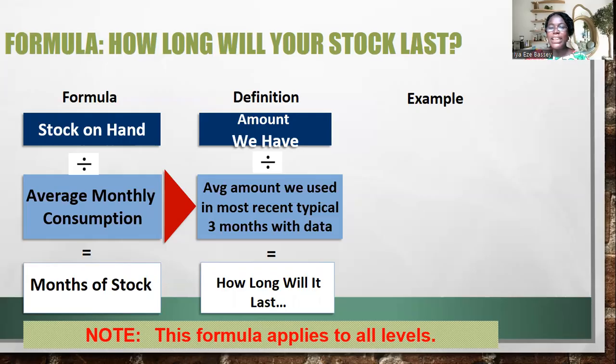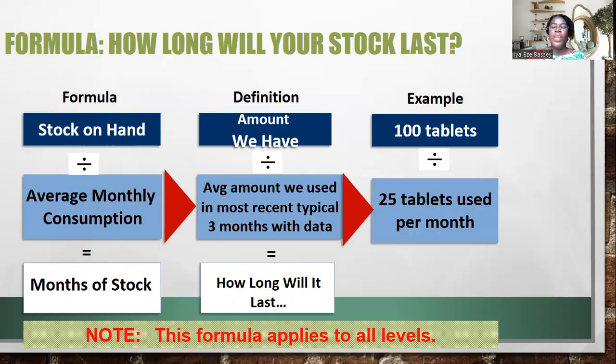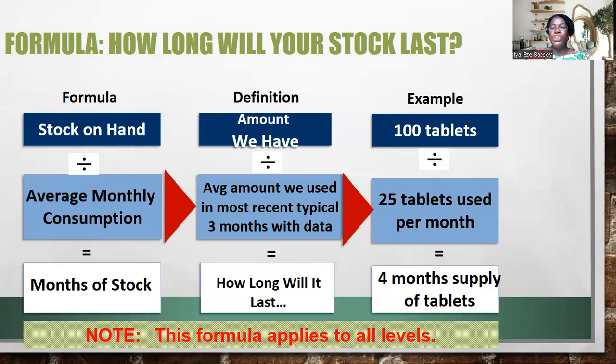So can we use an example? For instance, if you have 100 tablets of, say, paracetamol, okay, and you dispense 25 tablets every month, so your months of stock will be 4 months of supply of tablets. Why? Because if you divide 100 by 25, you should get 4. And you should note that this formula applies at all levels.